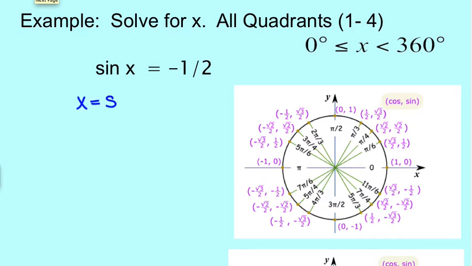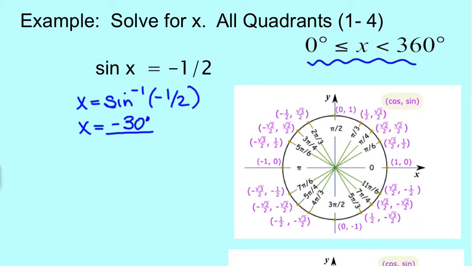Before, with our calculators, we knew we could plug this in and get an angle measure. So if you want to check it right now, go ahead and put in the sine inverse of negative 1/2, and let's have it in degree mode. You get negative 30 degrees. But our answer is between 0 and 360 degrees, so that doesn't really work in our constraint. So we're going to instead use the unit circle.